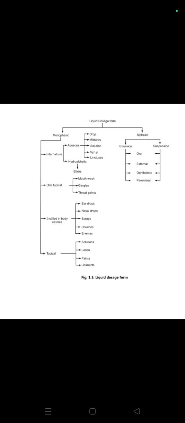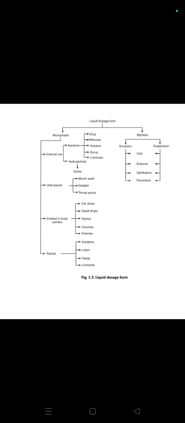Then oral topical: mouthwash, gargles, throat paint, etc. Then instilled in body cavities: ear drops, nasal drops, sprays, douches, and enemas. Then topical may be classified as four types, namely solutions, lotions, paints, and liniments.